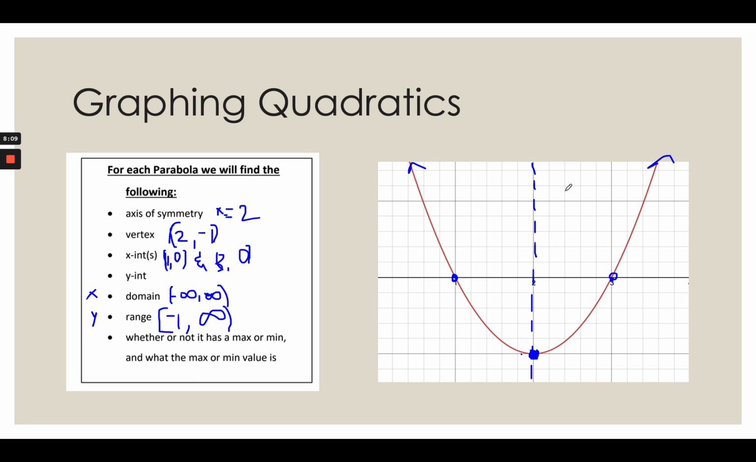And then we have to determine if this parabola has a maximum point or a minimum point. Well, there's no maximum point, right? Because this goes up to infinity forever. But the minimum is right here. So this has a minimal value, which in this case is the point (2, -1). It's the same as the vertex. Crazy.